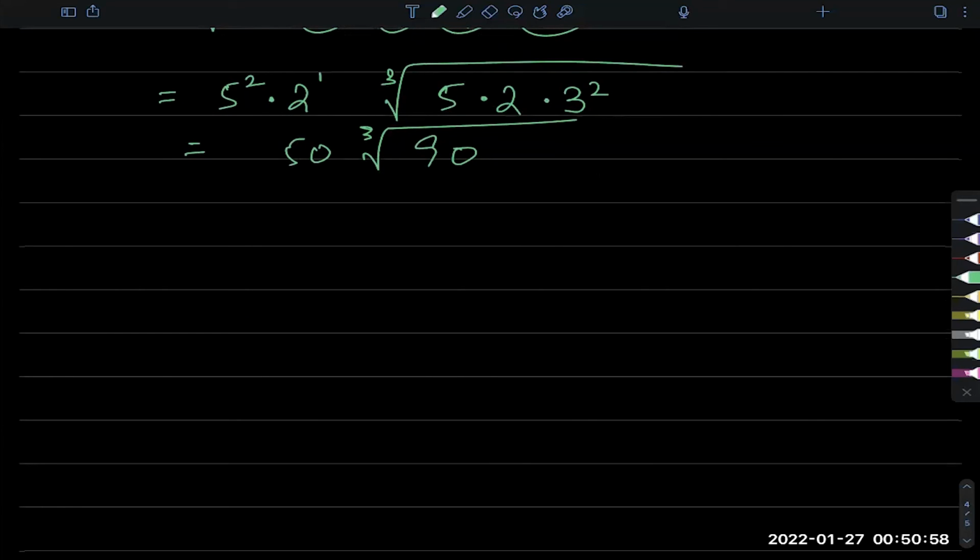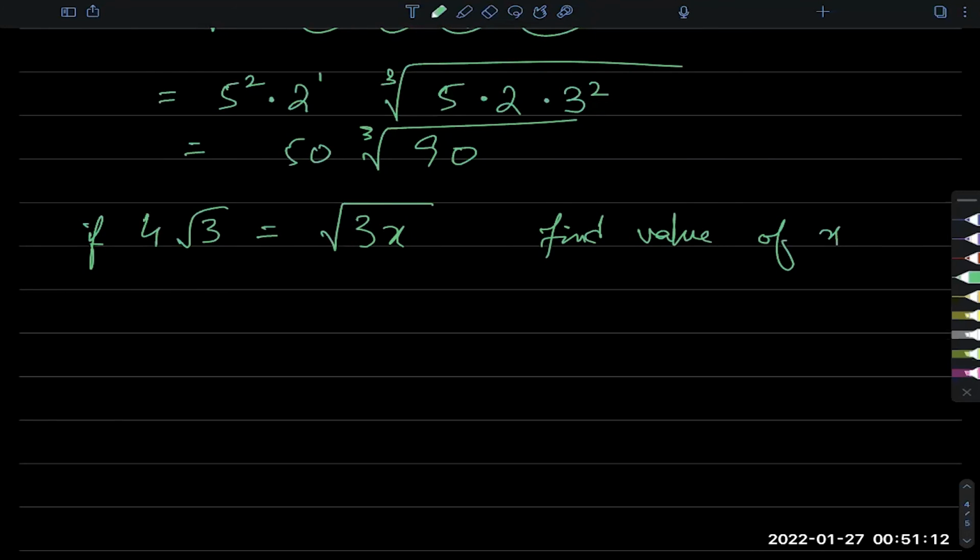Now, here's another question, and this is a question that is similar to the SAT questions. So this thing, if 4 square root 3 is equal to square root 3x, then find the value of x. So here's how I can do it. I know that 4 square root 3 is, can I write it as x times 3, which basically means that I have 4 square root 3 and square root x square root 3, right?